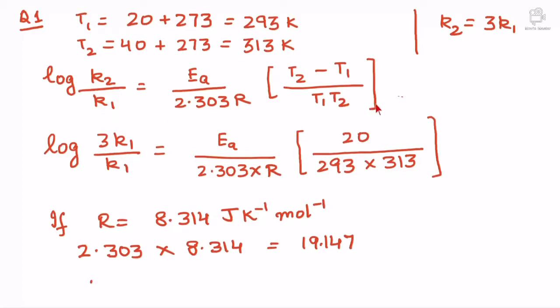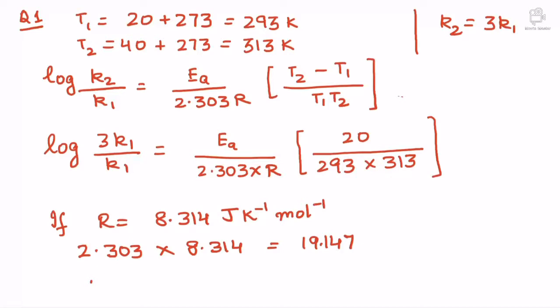the integrated Arrhenius equation. Now it has also been given to you that the rate of the reaction is tripled. So that means the rate constant K2 is 3 times the initial rate constant, that is K1. We'll substitute the values over here, Ea upon 2.303 into R, 20 upon 293 into 313.